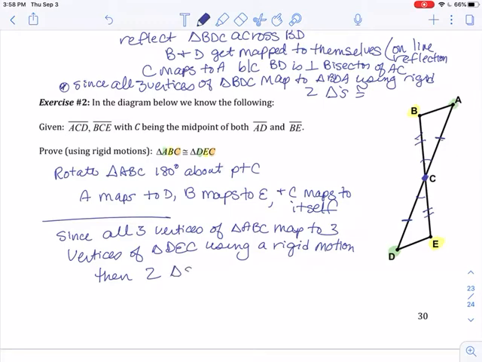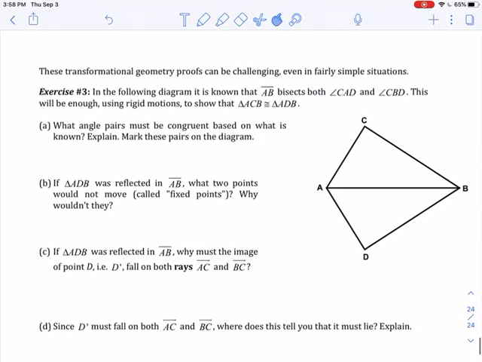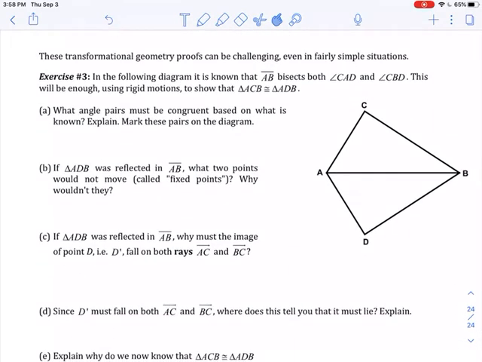The two triangles are congruent. Remember, a rotation is a rigid motion. It preserves the length and it preserves the angle measure. All right, next page. These transformational geometry proofs can be challenging even in fairly simple situations.